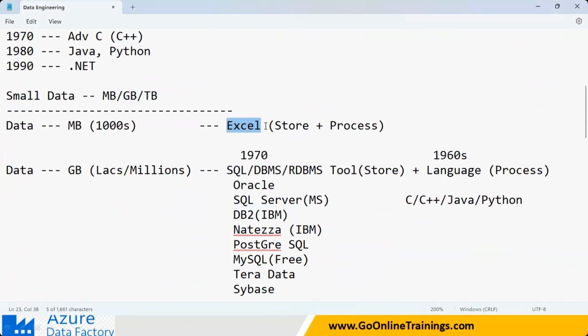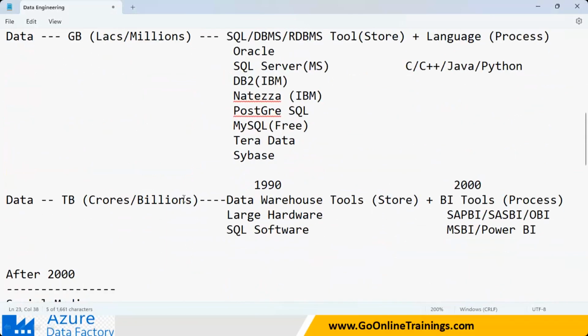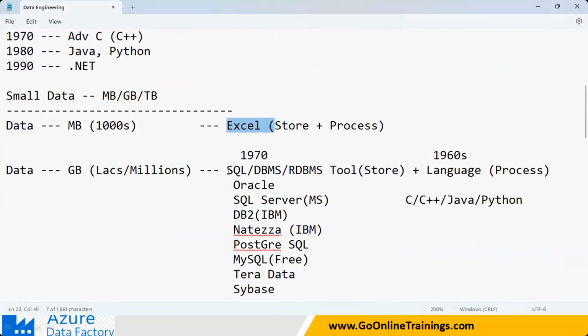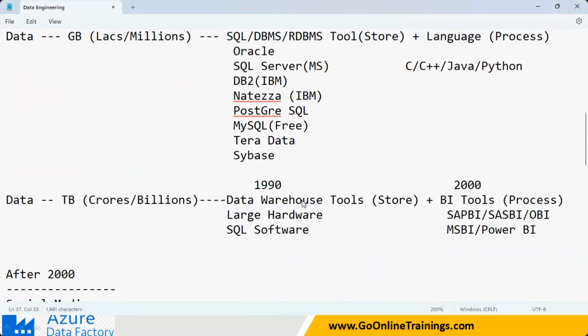So you change the tool when the distance is more. I wanted to go to the US from India. Can I go by train or the bus or the car? Answer is no. So you have to change the tool. So now we are going to use what is called a flight. Clear? So like that, when the data is more, small means Excel. Some more data means you use SQL. Some more data means data warehousing.